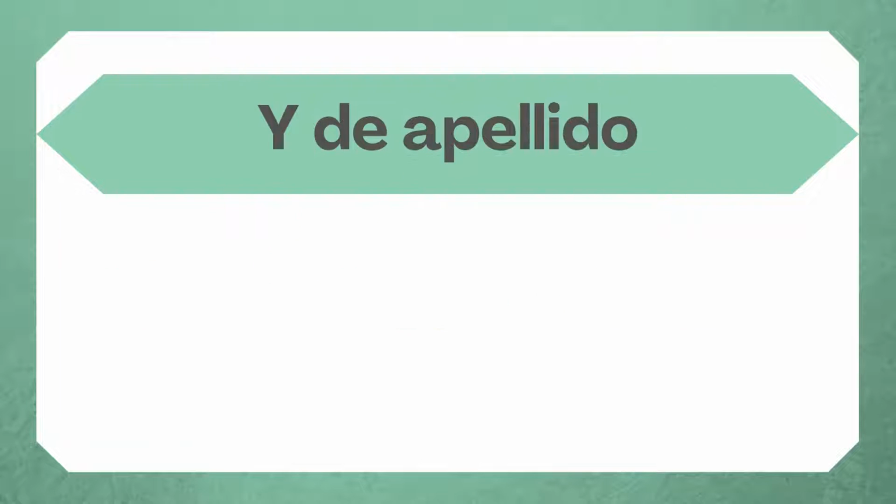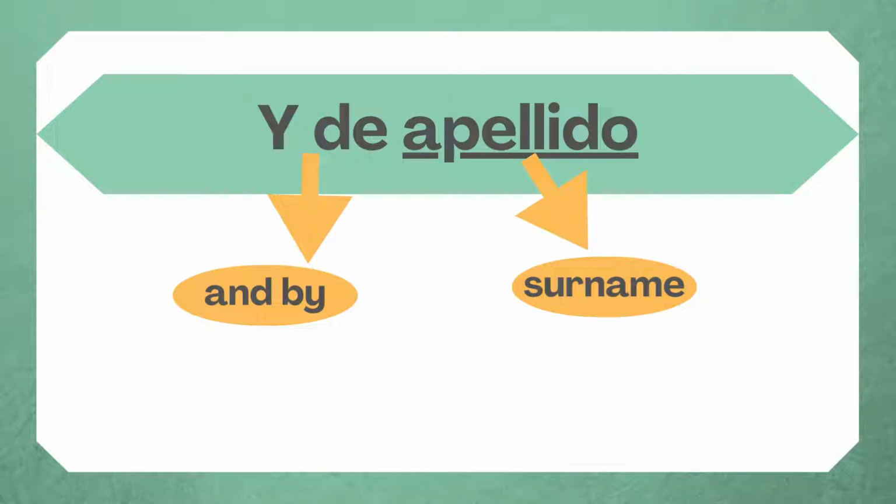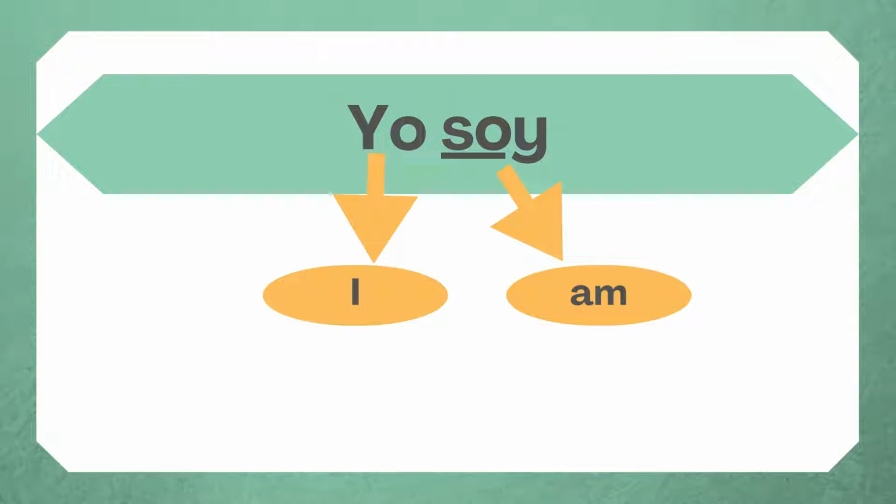And if you want to add your surname, you can say y de apellido. Y de meaning and by. Apellido, surname. The third option would be yo soy, I am. Yo, I, soy, am. Yo soy, I am.